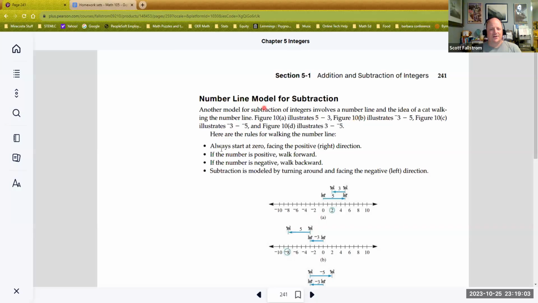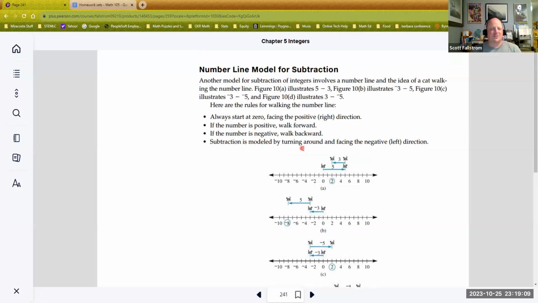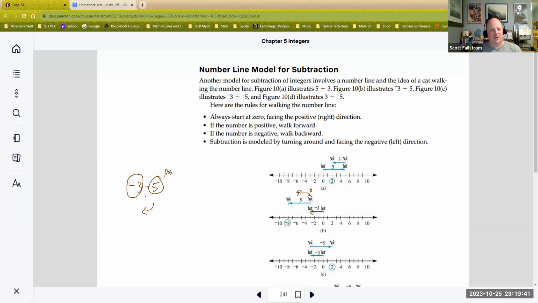Integer chips. Number line for subtraction. Yeah. Subtraction, they say, is modeled by turning around and facing the negative direction. So if you have a problem like some of these, let's say -3 minus 5, then you would go to -3 first, still facing the forward direction because negative number just says walk backwards. Subtraction means I turn around. Now you're facing the backwards direction, and the 5 is positive, so I would walk forward 5. But remember, now I'm facing the other direction, so I'm actually walking away from 0.